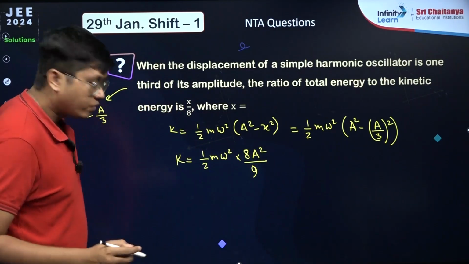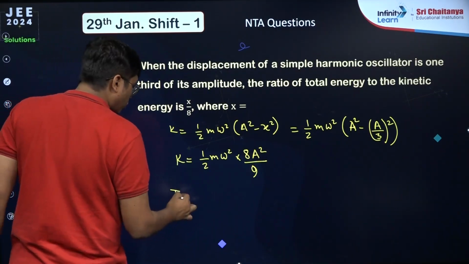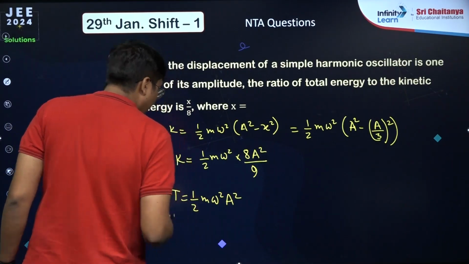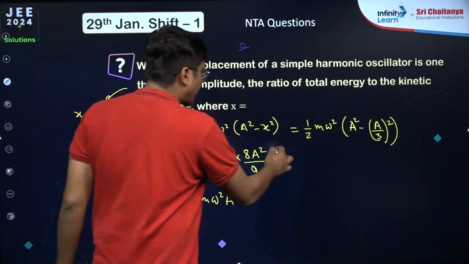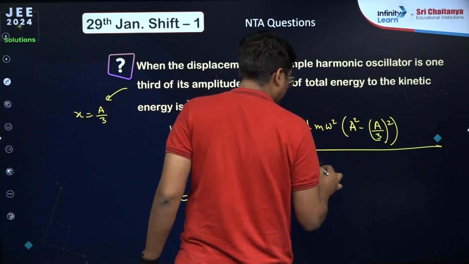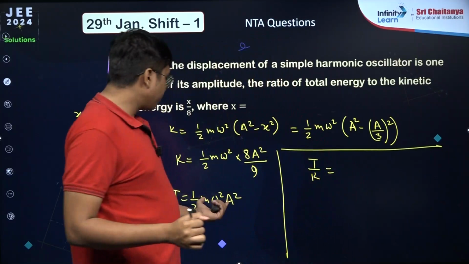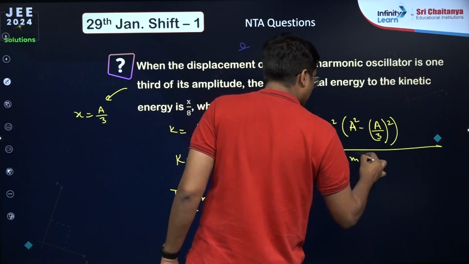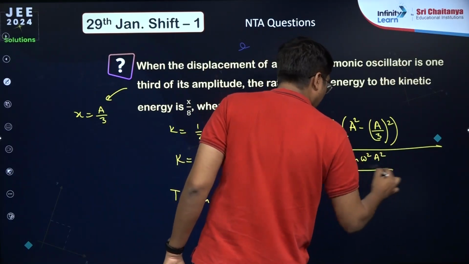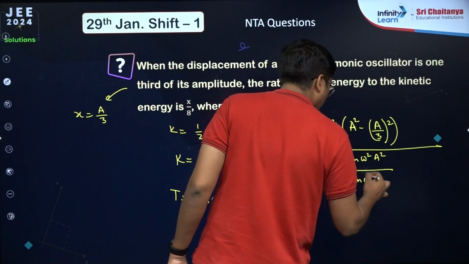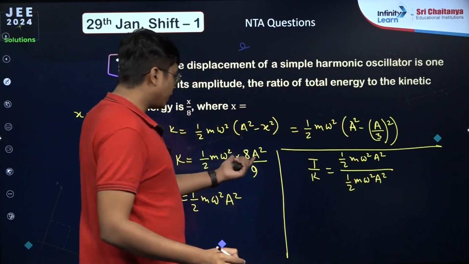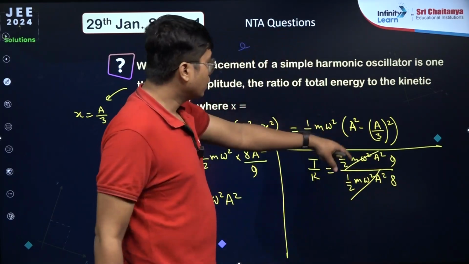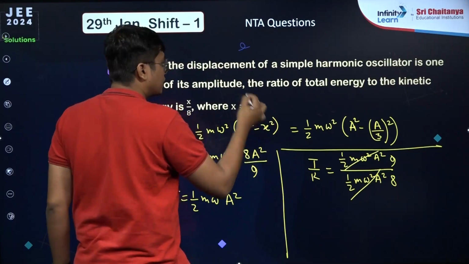That's the kinetic energy. And what is the total energy? The total energy formula is simply half m omega square a square. If you take the ratio of total energy to kinetic energy, you'll see the half m omega squares will cancel out. So I'll still write it here. Half m omega square a square divided by half m omega square a square into 8 by 9. Half m omega square a square cancel out. So you have 9 by 8 remaining. So x is equal to 9.